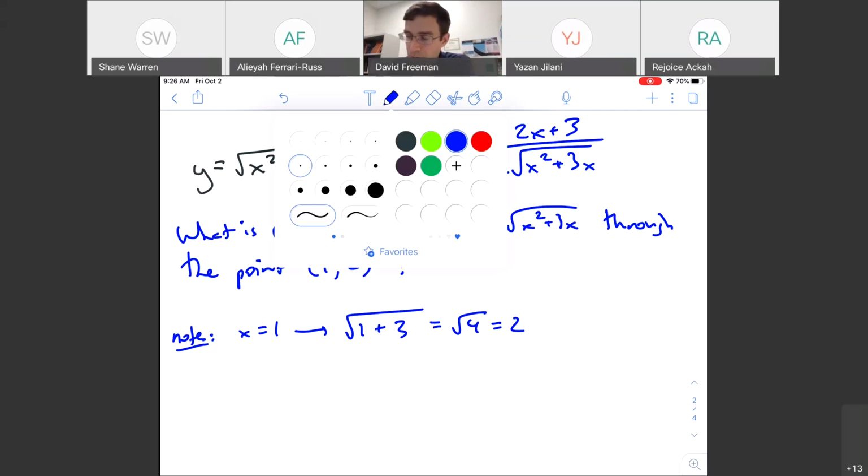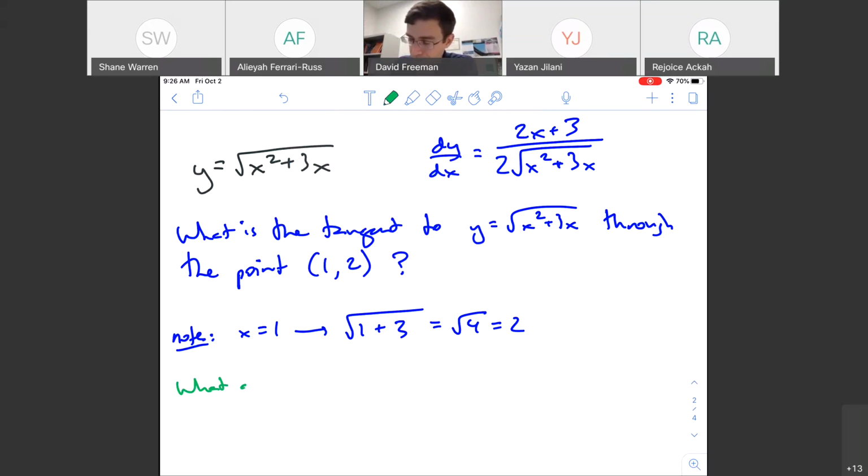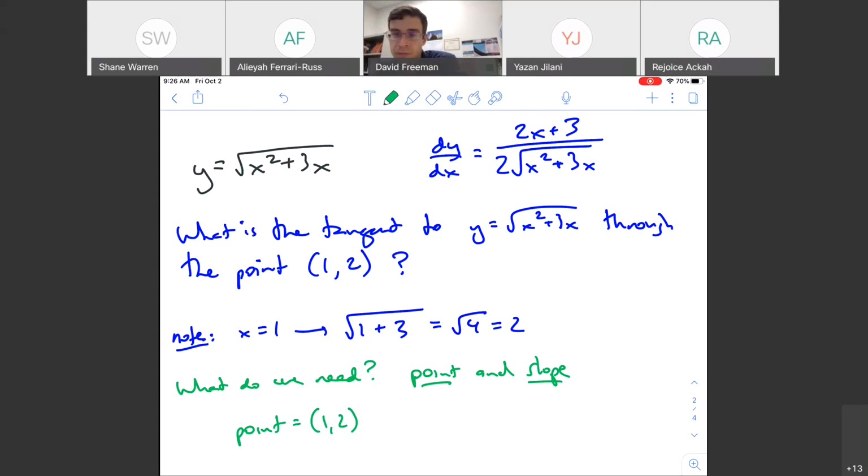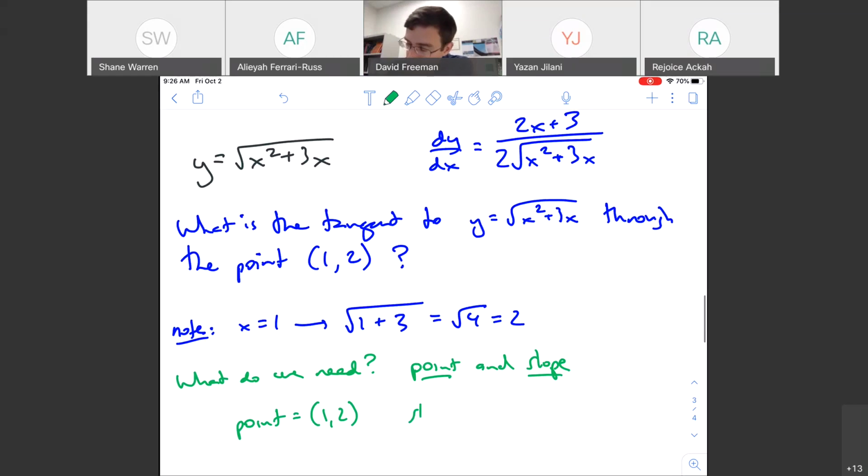Well, let me say this. What do we need? To get the equation of a line, there are different ways to do it. We need a point, and we need a slope. That's one way to do it, right? I'm going to pick that because we already have a point. I gave it to you. And the slope, well, let's remind ourselves. The slope is given by the derivative. That's what the derivative is. It gives you the slope of the tangent line at a given point.